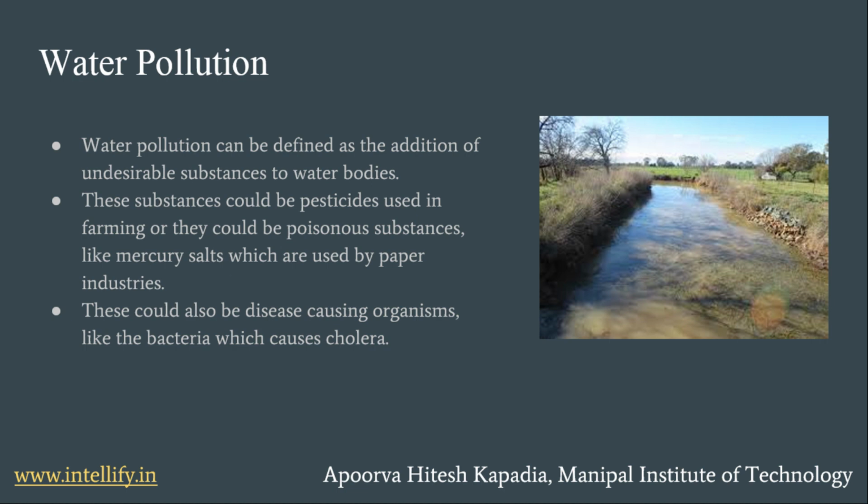Let us look at some of the ways in which we can define water pollution. Water pollution can be defined as the addition of undesirable substances to the water bodies. These substances could be pesticides or insecticides used in farming or they could be poisonous substances like mercury salts which are used by paper industries. These could also be disease causing organisms like bacteria which causes cholera.